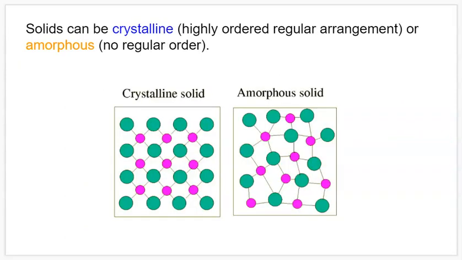So if we're talking about solids, they can be crystalline. That means they are highly ordered. They have a regular geometric arrangement, which I've covered already. Or they could be amorphous, which means they have no regular order. So not all solids are packed neatly and predictably. Some solids have a very random arrangement.